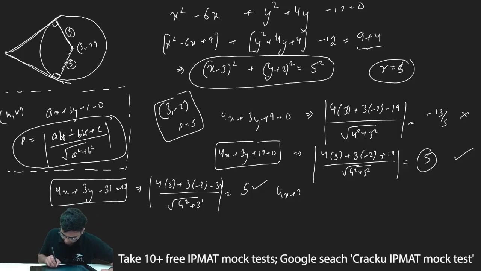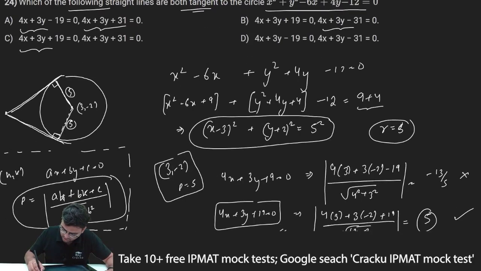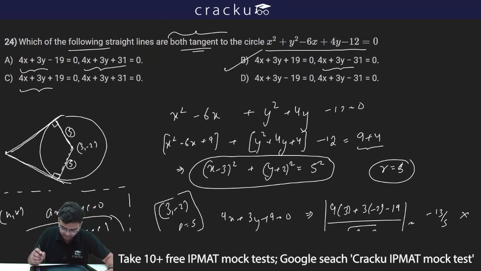Now if I check 4x plus 3y plus 31 equal to 0, it means 4 into 3 plus 3 into minus 2 plus 31 divided by under root 4 square plus 3 square. In this case, 12 minus 6, 6 plus 31, so this is 37 by 5, and this is not something which we want. We want the perpendicular length from the center of the circle to the two lines to be 5, so that they become tangents. Thus I can say the two equations can be 4x plus 3y plus 19 is equal to 0 or 4x plus 3y minus 31 is equal to 0, and therefore option B, which is 4x plus 3y plus 19 equal to 0 and 4x plus 3y minus 31 equal to 0, should be the correct answer.